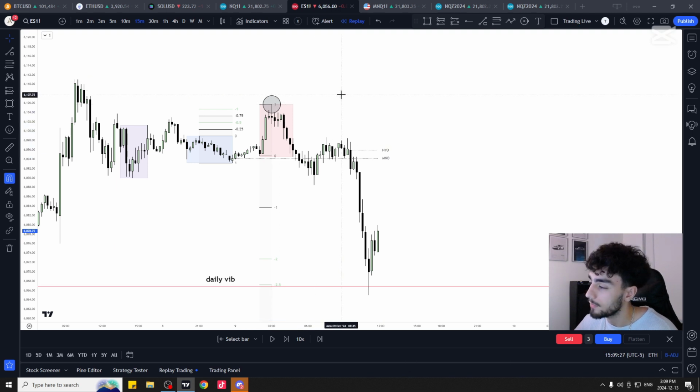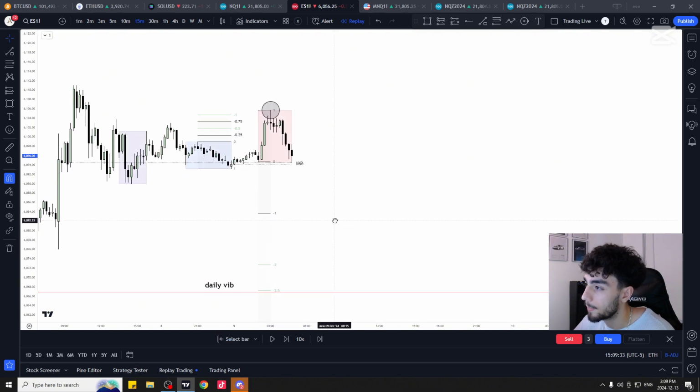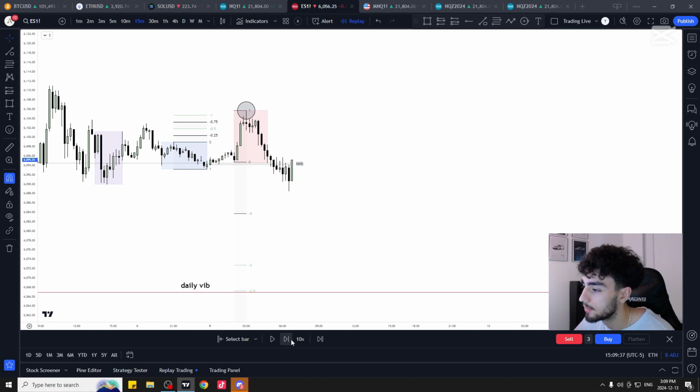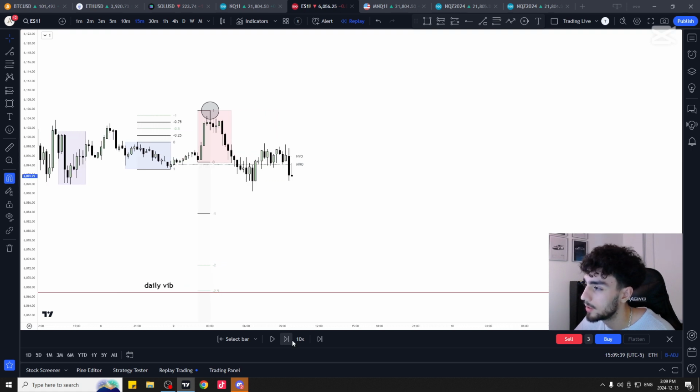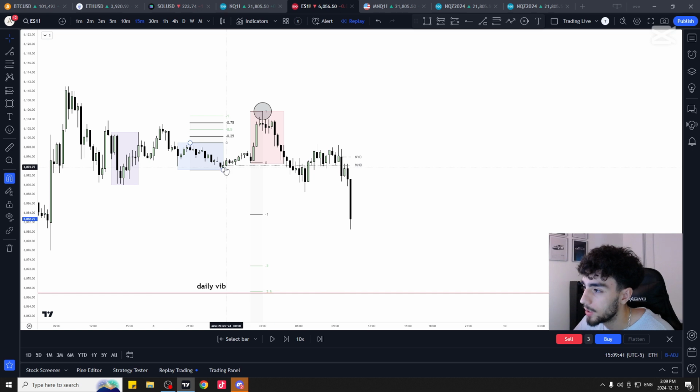So that's what you're looking for. Another way you can expect this is, notice the price action right here. Midnight opening price. Let's fast forward a bit here. Look at midnight opening price. Did we go below it even a little bit? Barely. 1 or 2 ticks.